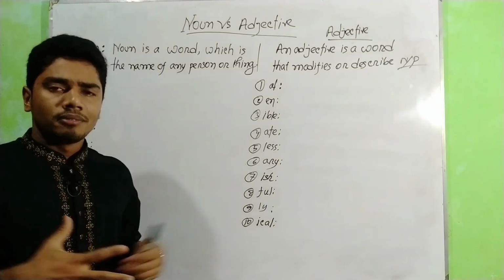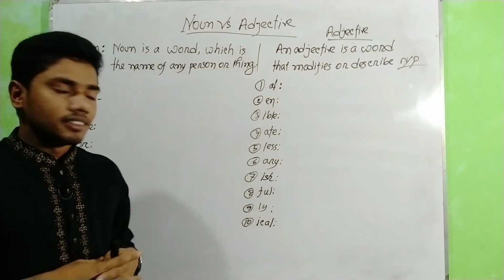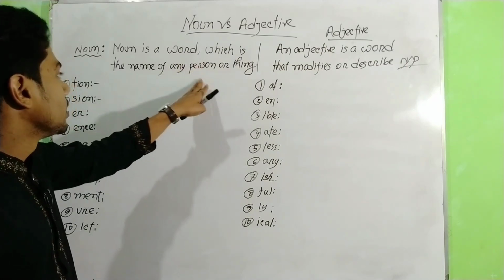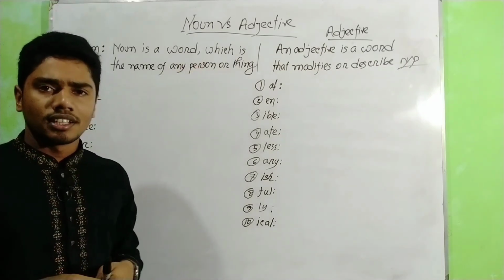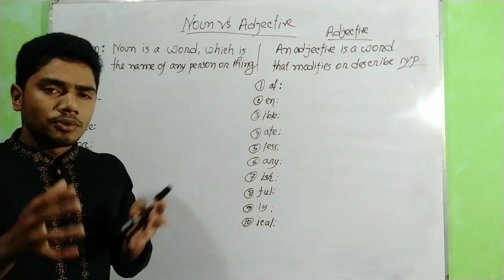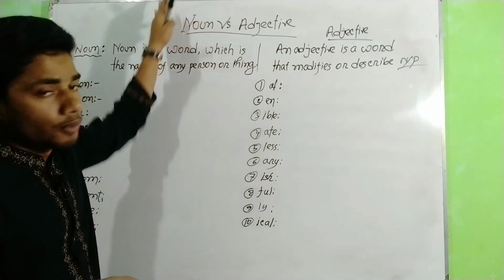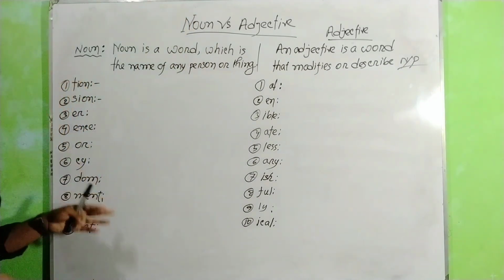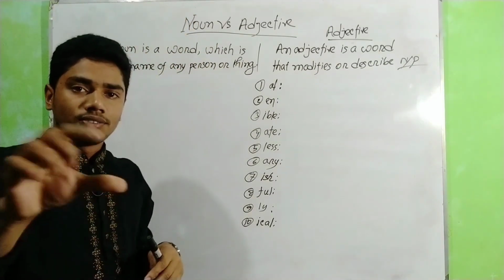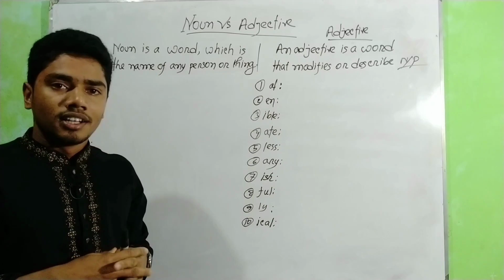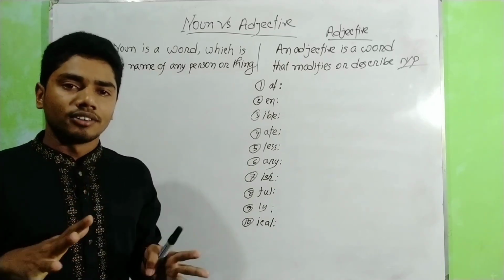So what do I mean by noun? Simply, you can say a noun is a word which is the name of any person or thing, or you can say a noun is the name of anything. In two ways, you can say everything is a noun. Like this pen is a noun, this whiteboard is a noun, this wall is also a noun, the roof is also a noun, the phone I'm recording with is also a noun. So everything you see is a noun.